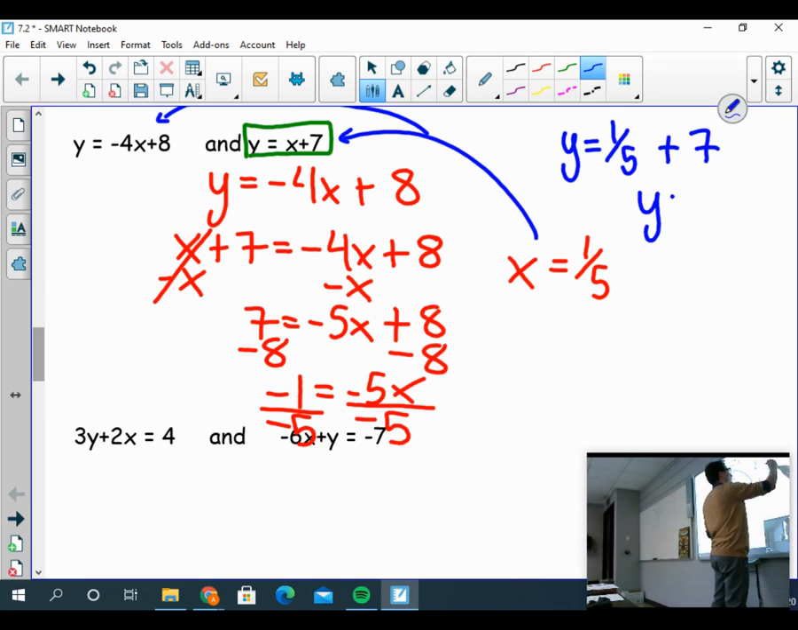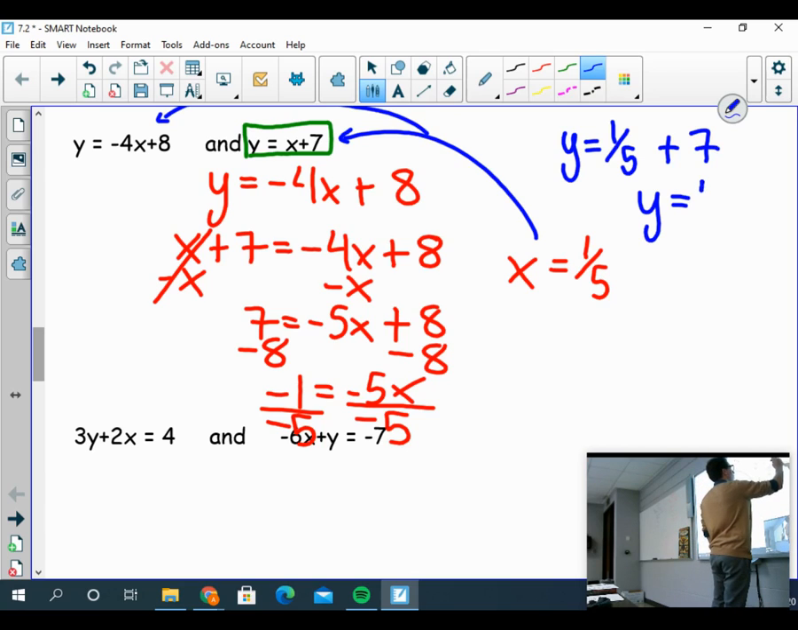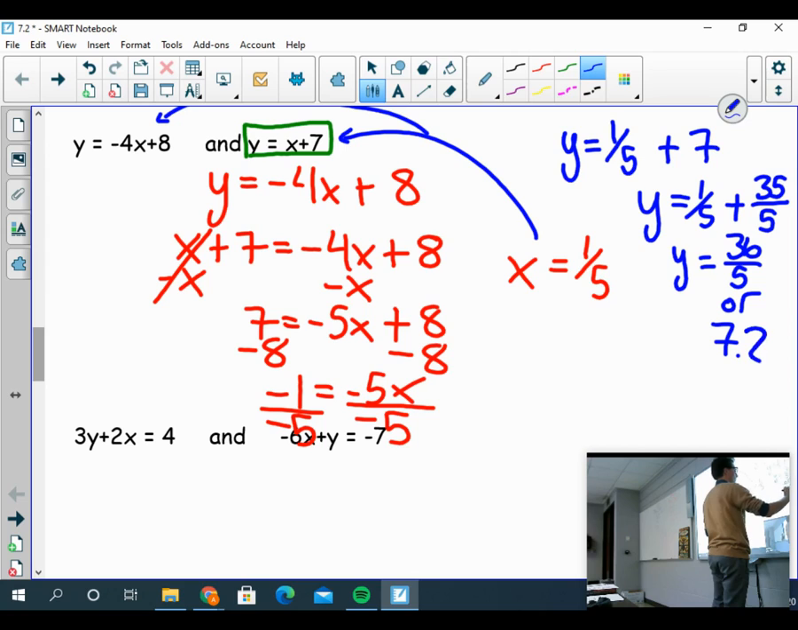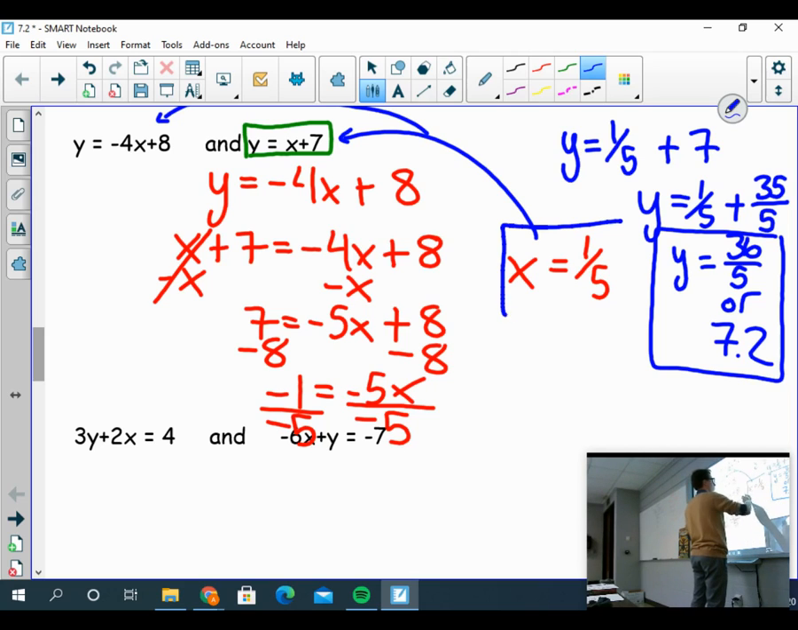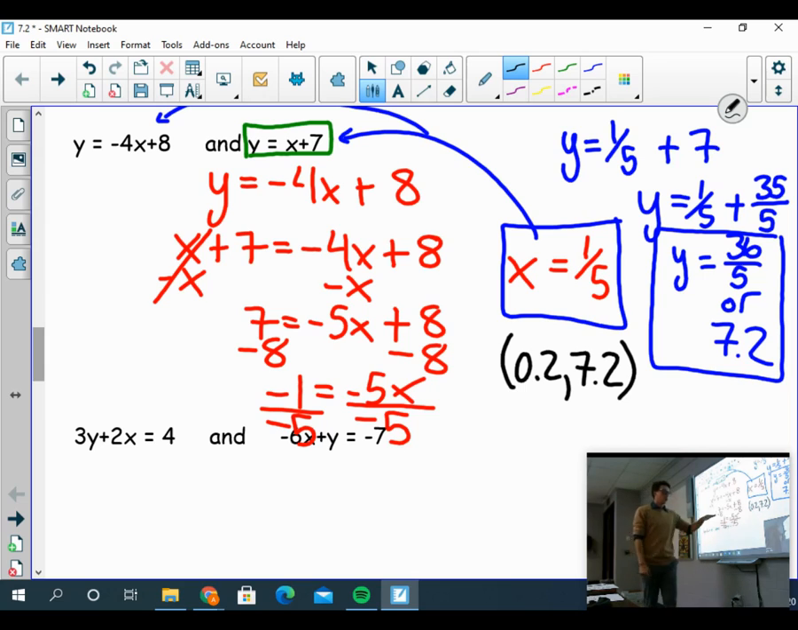And I get y equals 7 1/5, or if you want it in terms of a fraction, it would be 1/5 plus, turning this into a fraction, 35 over 5. So it would be y equals 36 over 5, or as a decimal, that is 7.2. So if I wrote it as an ordered pair, it would be (0.2, 7.2). Or you could write them as fractions. Again, the 0.2 comes from 1 divided by 5.